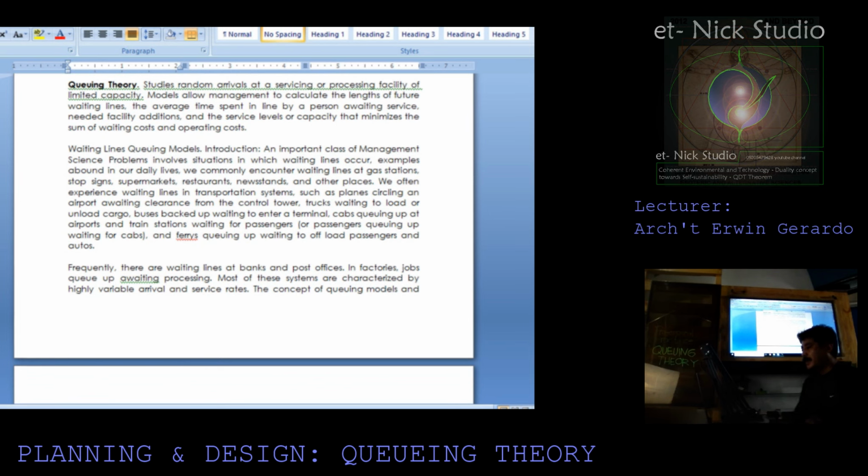So, queuing theory studies the random arrival at a servicing or processing facility of limited capacity. Models also allow management to calculate the lengths of future waiting lines, the average time spent in line by a person awaiting service, needed facilities additions, and the service levels or capacity that minimizes the sum of waiting cost and operating cost.